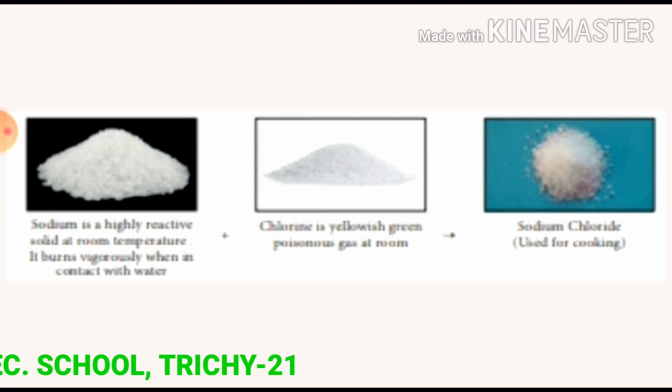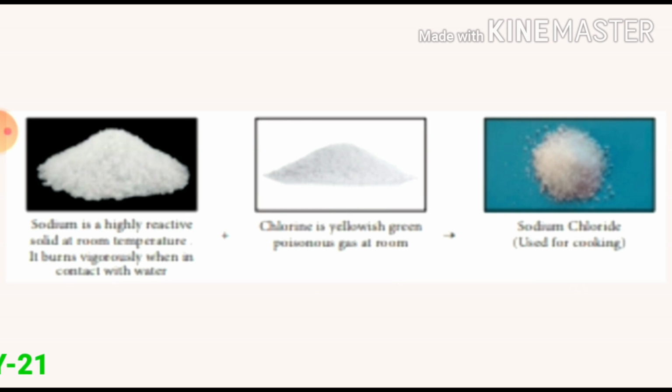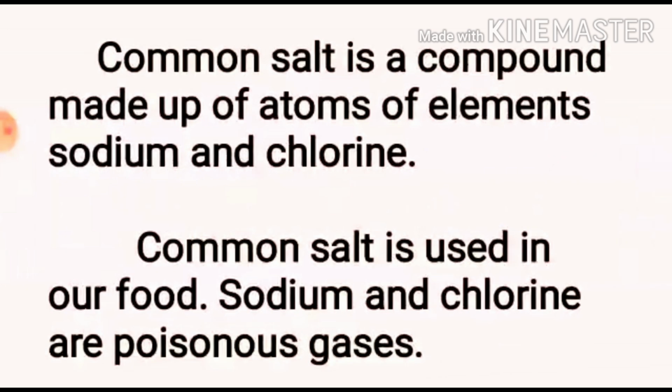Sodium and chlorine react chemically to produce sodium chloride. Sodium chloride is common salt, which is used for cooking. So common salt is a compound made up of atoms of the elements sodium and chlorine. Common salt is used in our food, whereas sodium and chlorine are poisonous.